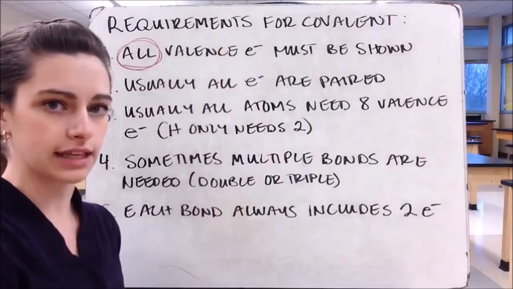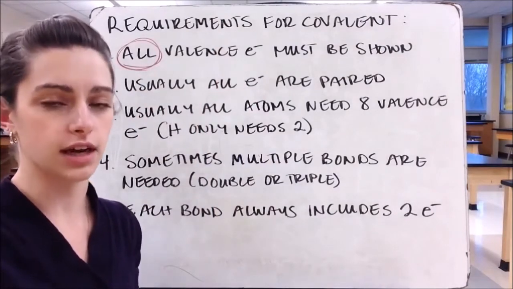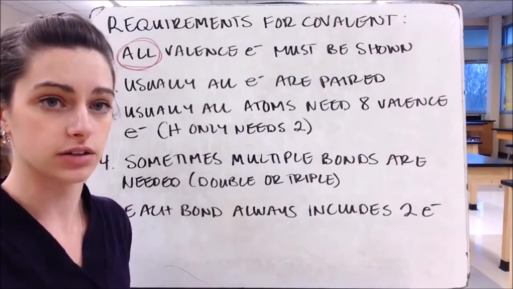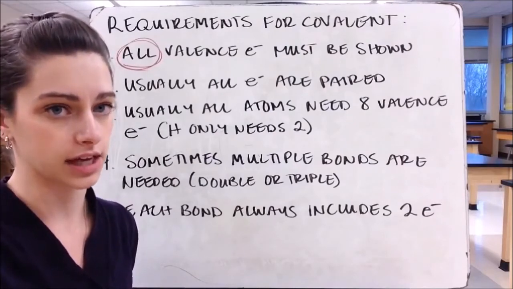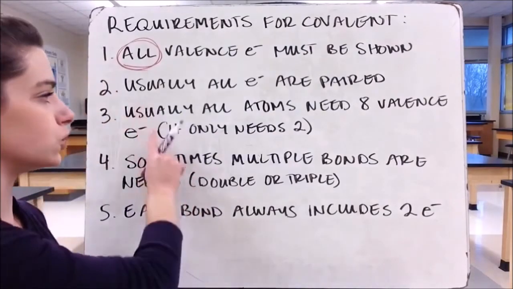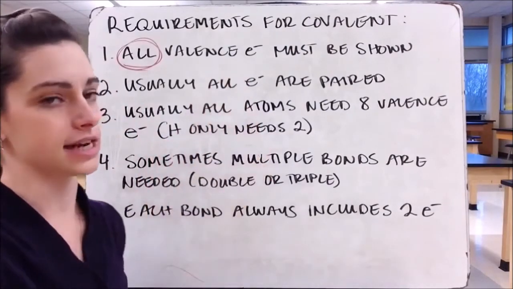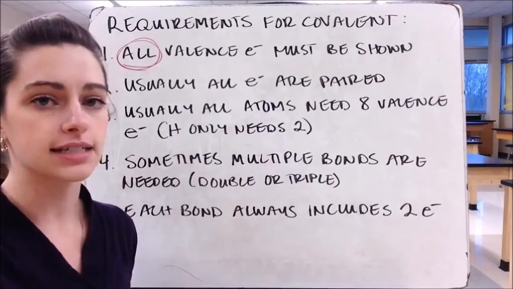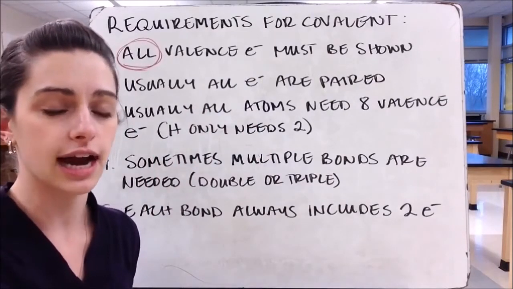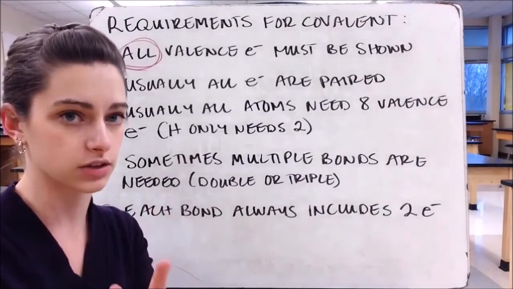Usually, all of the electrons are paired. More often than not, electrons are going to be in pairs. You will rarely have a single electron. Usually, all atoms need 8 valence electrons. The main exception that we're going to see is hydrogen. Hydrogen only needs 2 valence electrons.